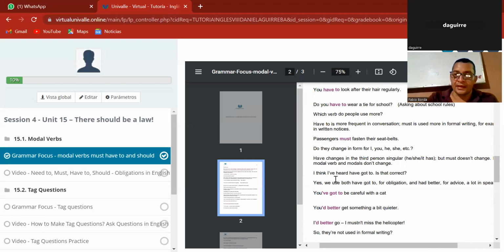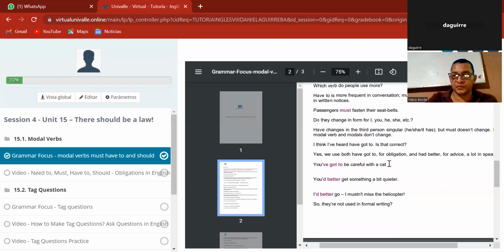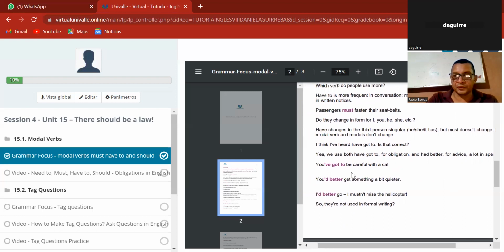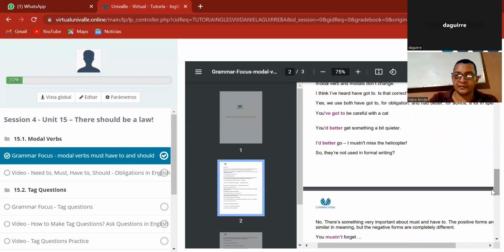I think I've heard have got to. Is that correct? Yes, we use both have got to for obligation and had better for advice a lot in speaking. You've got to be careful with a cat. You'd better get something a bit quieter. I'd better go. I mustn't miss the helicopter. So they are not used in formal writing.